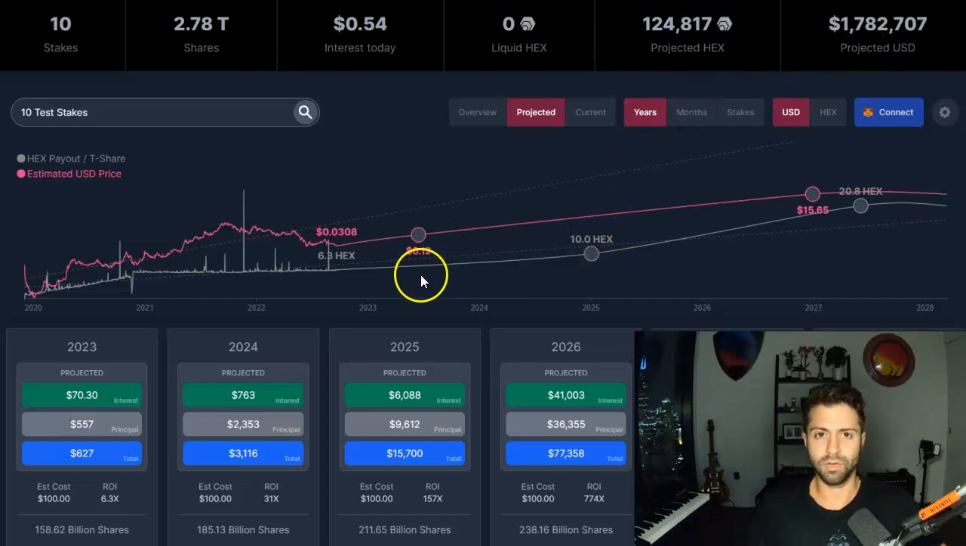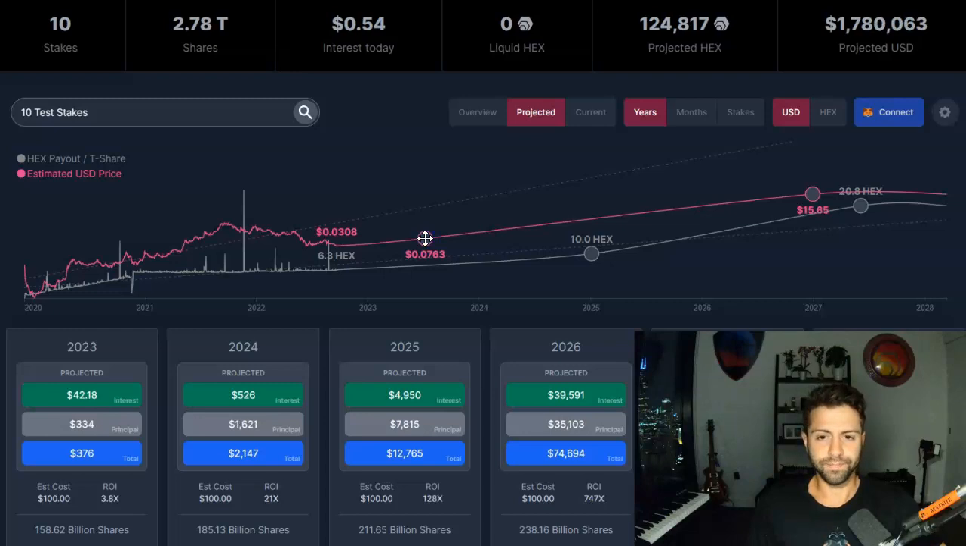We're assuming, and we can toggle these values around, that HEX doesn't even make a new all-time high all throughout essentially the year of 2023. It might not. We can even lower it a little bit. Let's say HEX only gets up to 7 cents by the middle of 2023, right?